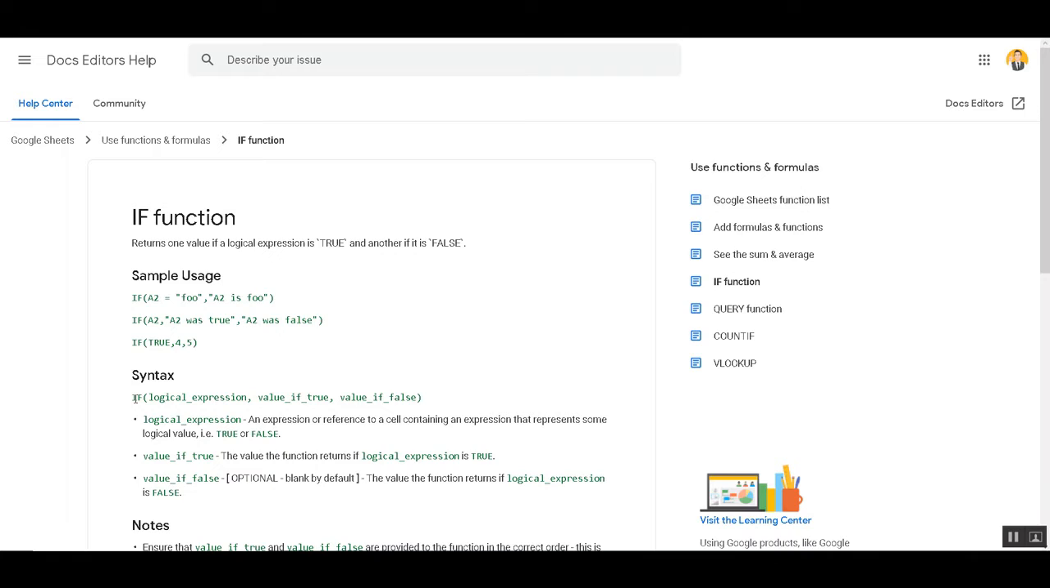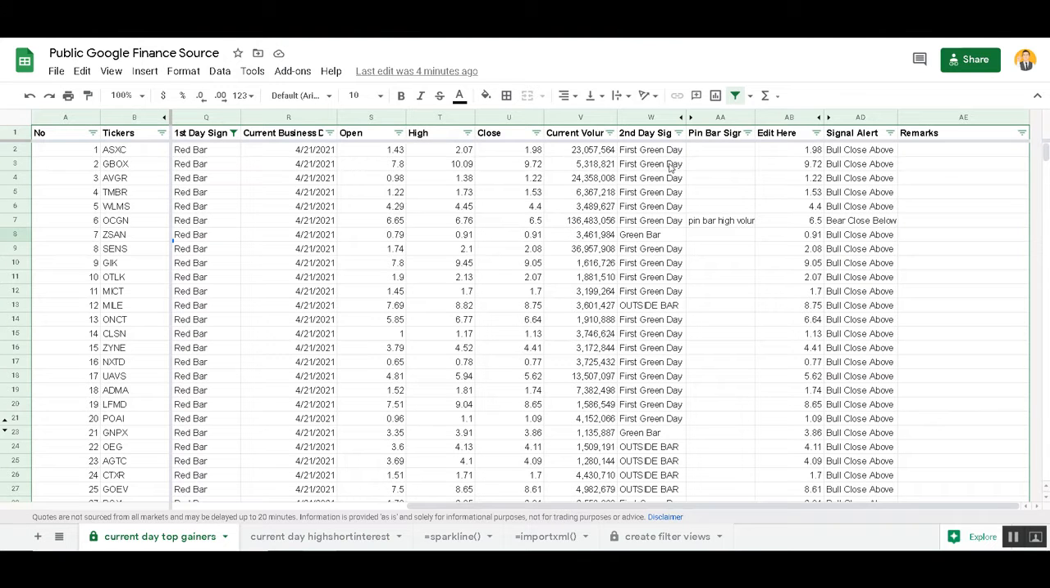When you type the IF function, it asks for three inputs. A logical expression means if A equals B, it shows true. If A is not equal to B, it shows false. So the logical function requires you to be mathematically correct. What do I mean? Let's see.